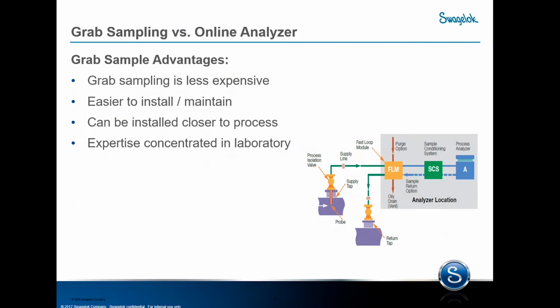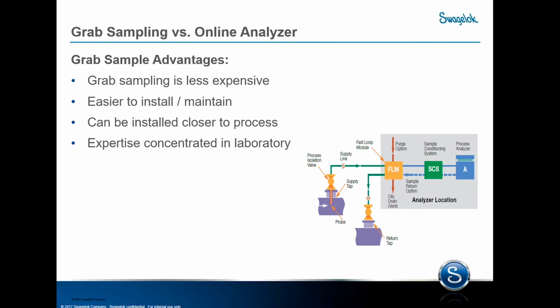There are some definite advantages that grab sampling has over online analyzers. First of all, grab sampling is less expensive. Grab sampling panels can be complex, but the majority of them are pretty simple. And because of their simplicity, they're relatively easy to install and maintain. Also, because of their small size, they can be installed very close to the sample tap. This is unlike online analyzers, which normally have to be installed inside of a shelter. And these shelters can be quite large.